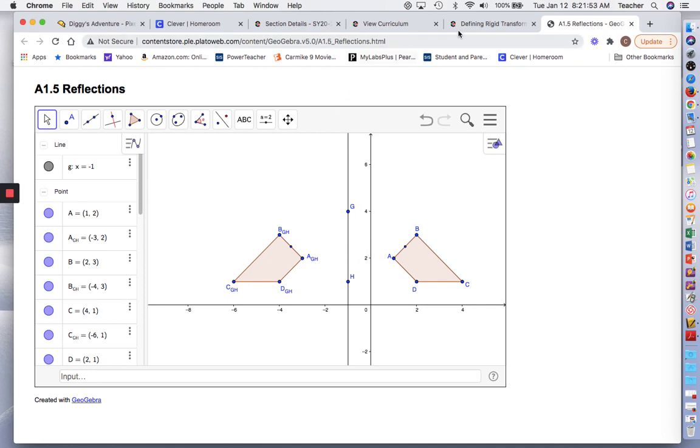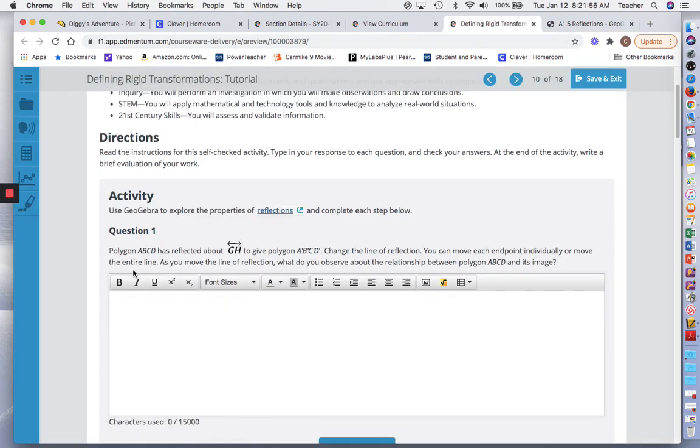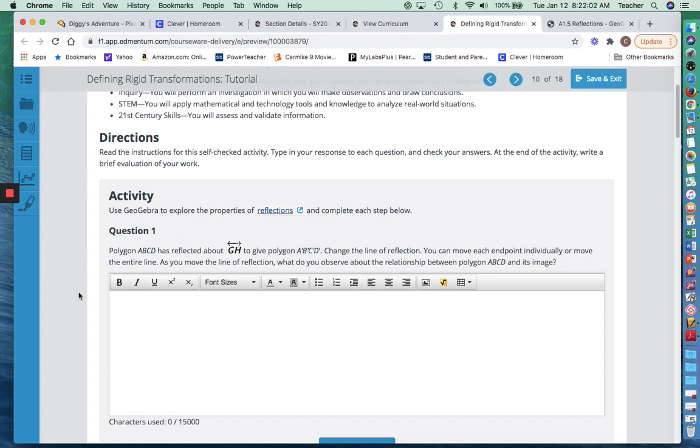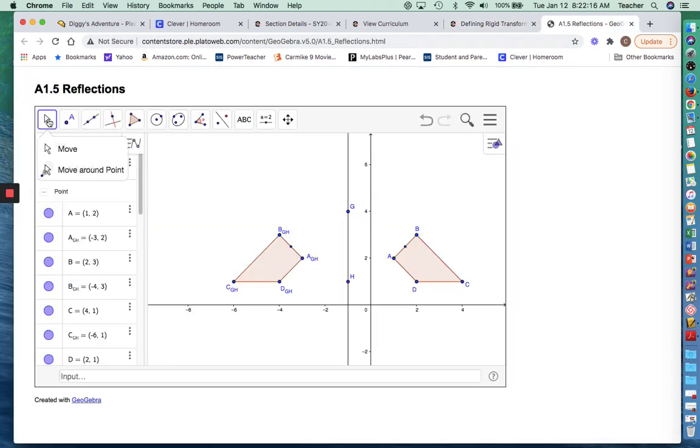Alright, so let's see what's going on. What have I got to do? Alright, so polygon ABCD has reflected across line GH to give polygon A prime, B prime, C prime, D prime. Change the line of reflection. You can move each endpoint individually or move the entire line. As you move the line of reflection, what do you observe about the relationship between polygon and its image?